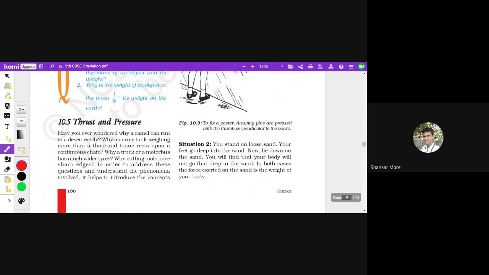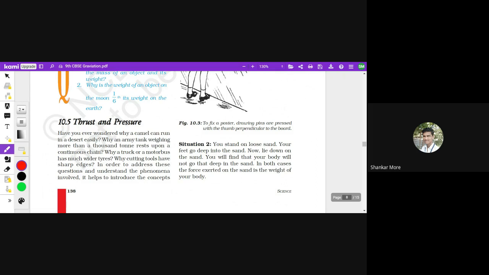Situation two, the second situation: when you stand on loose sand, your feet go deep in the sand. Now lie down on the sand, and you will find that your body will not go that deep in the sand. In both cases, the force exerted on the sand is the weight of your body. All right, so this is a very simple experiment.